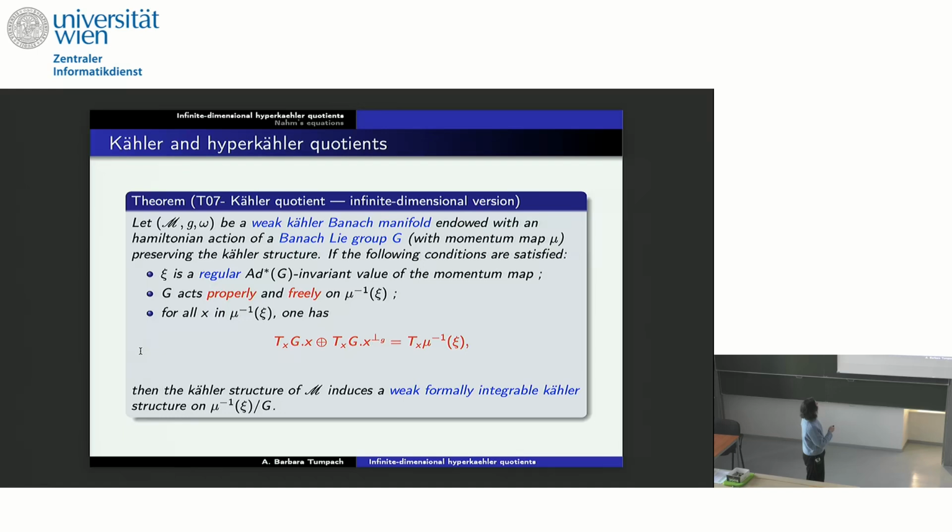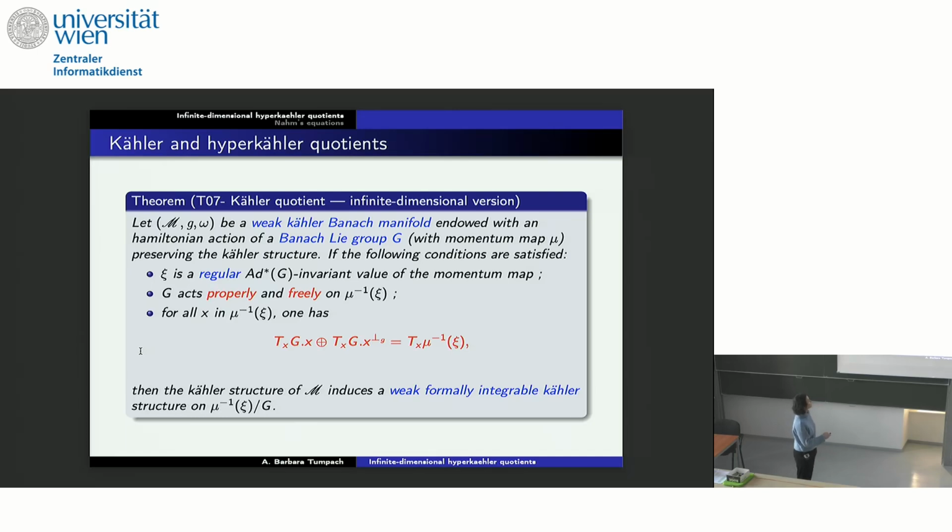Let's go now to the infinite dimensional version of the theorem. Here you only have a weak Kähler-Banach manifold. The Hamiltonian action is by a Banach-Lie group with a moment map, so with value in the dual space of the Lie algebra. And again, you need some regularity condition on the covector that you take. You have a condition on the action of the group. This action should be proper and free on the level set.